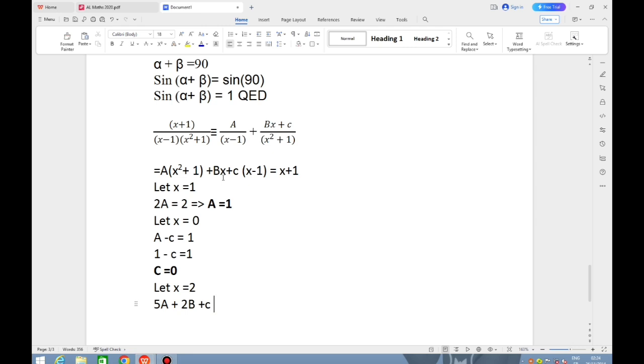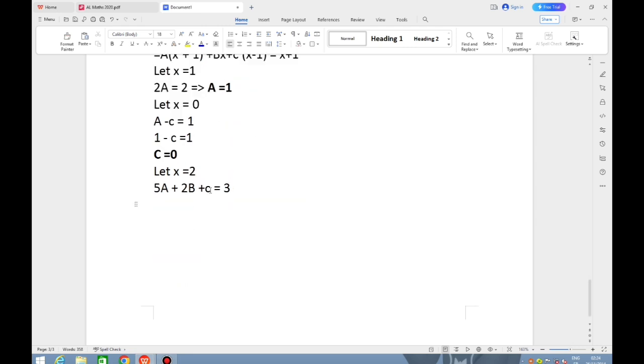is equal to 2 plus 1 is 3. Now a is 1, so 5a is equal to 5, b is the unknown, so 2b, and finally c is equal to 0. So you can just open that, is equal to 3. If you send 5 the other way, this equation turns into 2b is equal to 5 minus 3 is negative 2, implying that b is equal to negative 1.